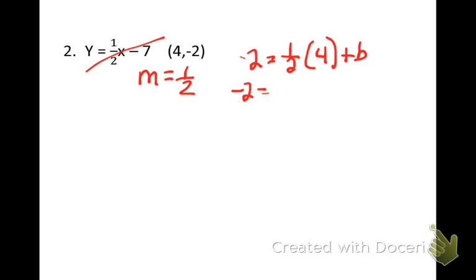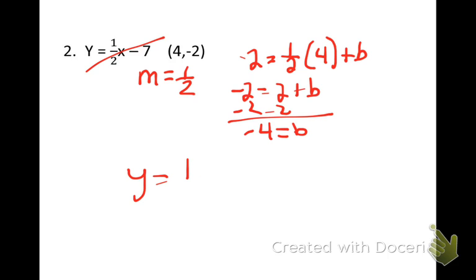-2 equals, half of 4 is 2, so I need to subtract 2 from each side and get -4 equals b. Having the two things I need, I'll write my equation. y equals 1/2 x minus 4. That would be parallel to this line because they have the same slope, but notice the y-intercepts are different.